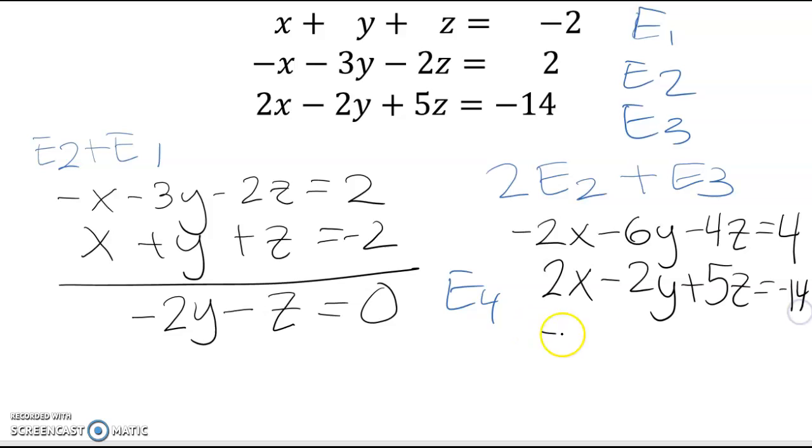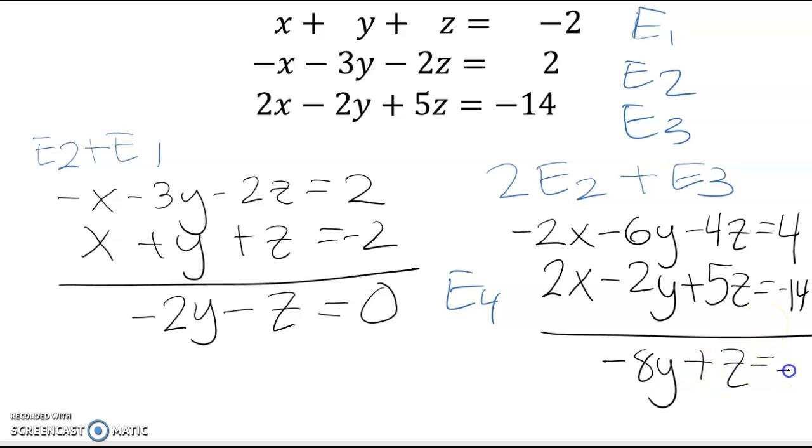When I add that, I get 2x and a minus 2x is 0. Negative 6 and negative 2 is negative 8y. Negative 4z and 5z is a positive z. Negative 14 and 4 is negative 10. I'm going to name this equation 5. Now I have two equations with only y and z, so it simplifies down to a two-variable system.